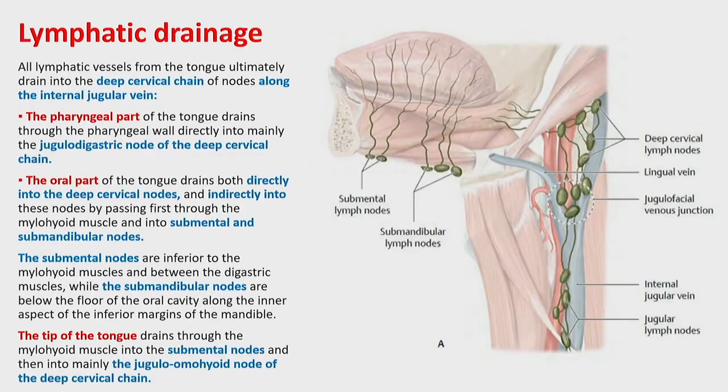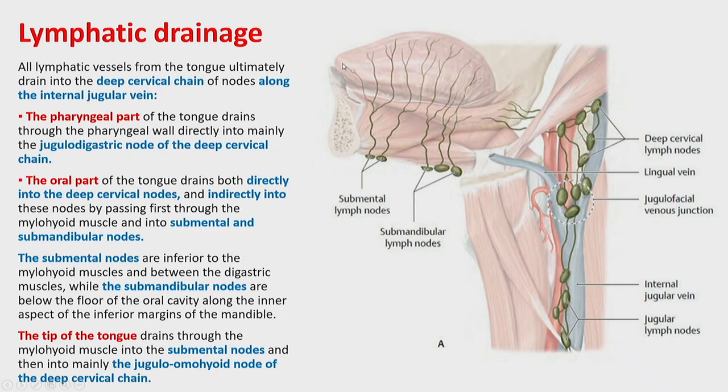Extremely important: lymphatic drainage of the tongue is also very, very important, because the tongue is one of the organs that has very rich lymphatic drainage, and this is of clinical importance when the patient has cancer of the tongue. Recently the number of cancers of the tongue is increasing, and also infection of the tongue. Yes. So the different parts of the tongue have different lymphatic drainage.